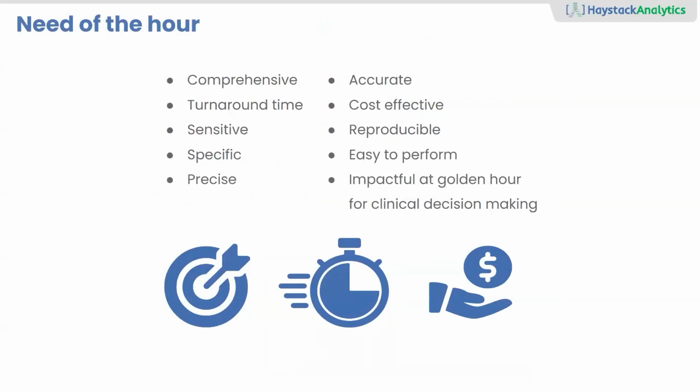The need of the hour is comprehensive. We need detailed and accurate organism detection. And our turnaround time is very important. 24 to 48 hours is the turnaround time. It should be cost effective and sensitive. It should be reproducible, specific and easy to perform. Nanopore is a very cheap, small chip-like thing, where you can detect all the organisms very clearly, precisely, and in the golden hour. Mainly the initial 24 to 48 hours are the golden hours. Next slide, please.